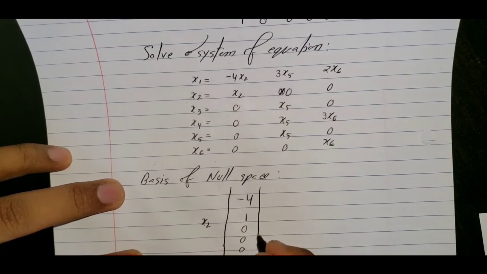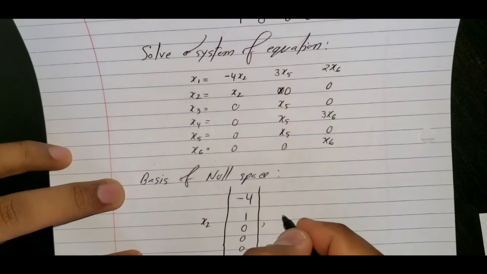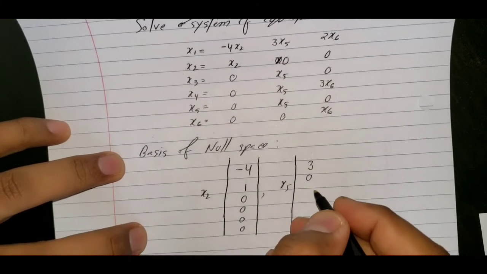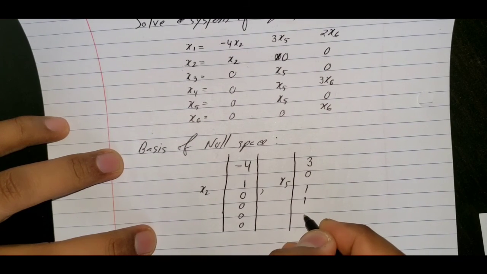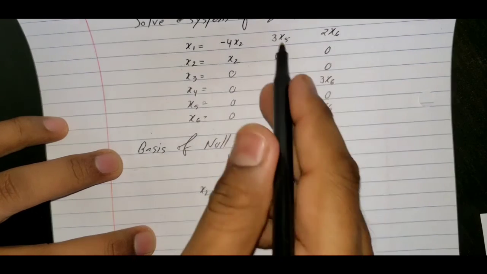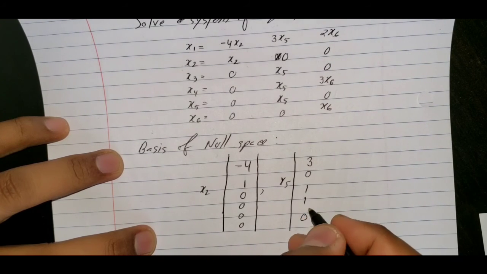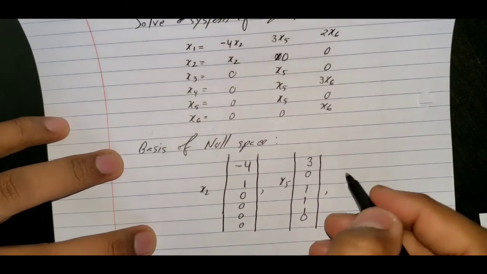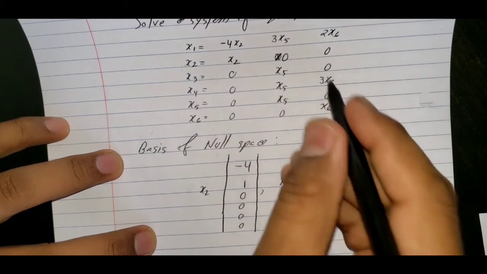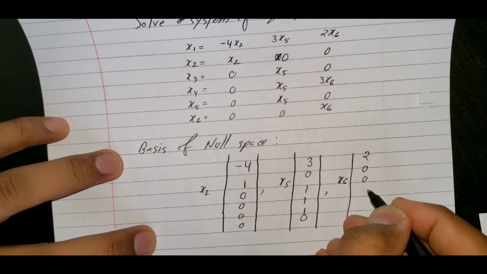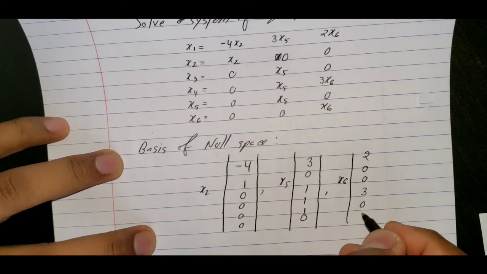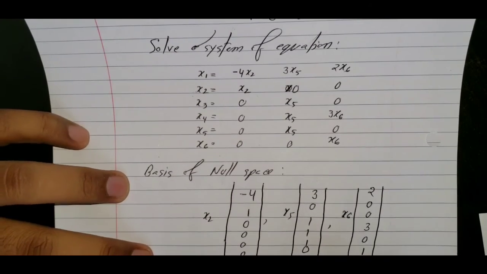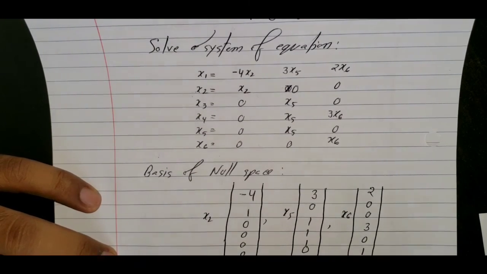That is your x2. And you have the x5 column, which is 3, 0, 1, 1, another 1, and 0. Okay? And you have the x6, which is giving you 2, 0, 0, 3, 0, and 1. That's all. That's how you find the basis of the null space.